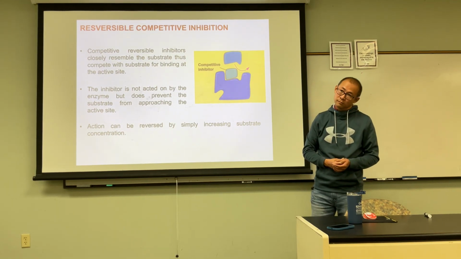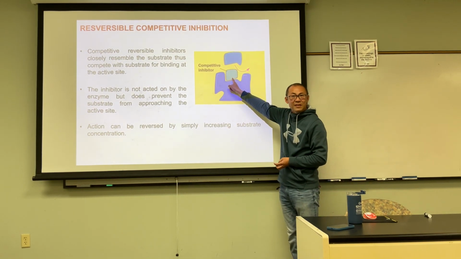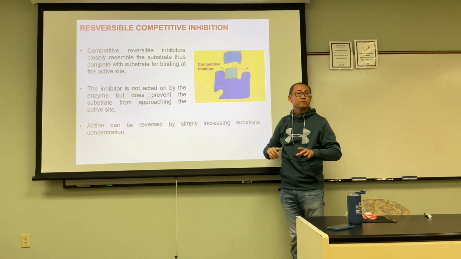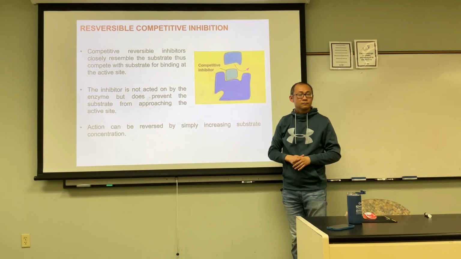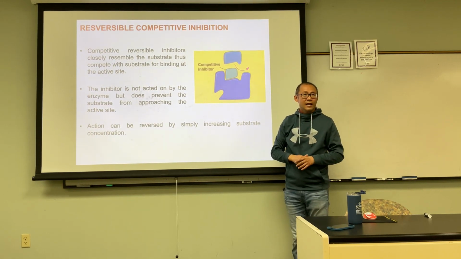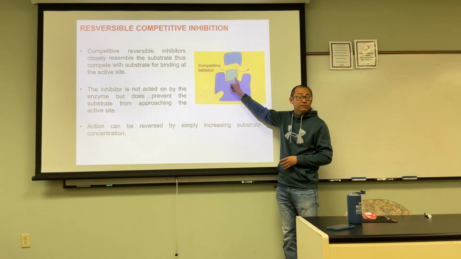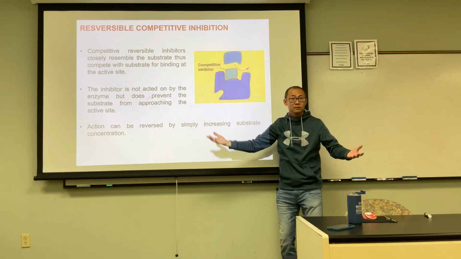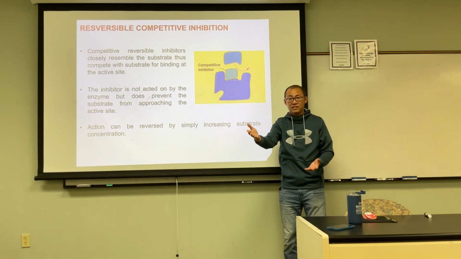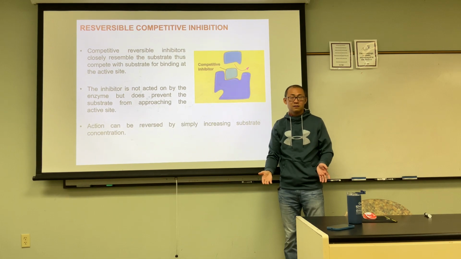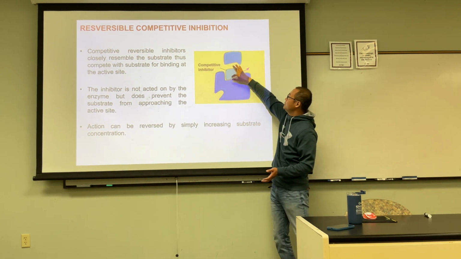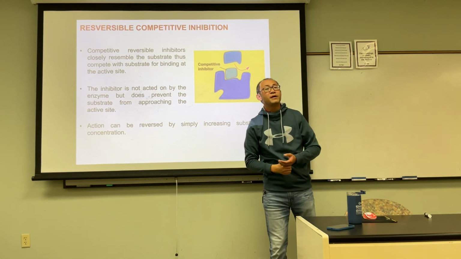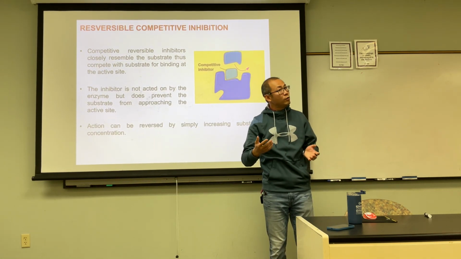Competitive inhibitor binds at the active site, not covalent bond. Binds at the active site. And now you know why it's called competitive. When the competitive inhibitor binds in the active site, what happened? Your substrate has no place to bind, right? Because someone took the seat. Your substrate cannot get in. That's why they're competing. That's why this inhibitor is called competitive.